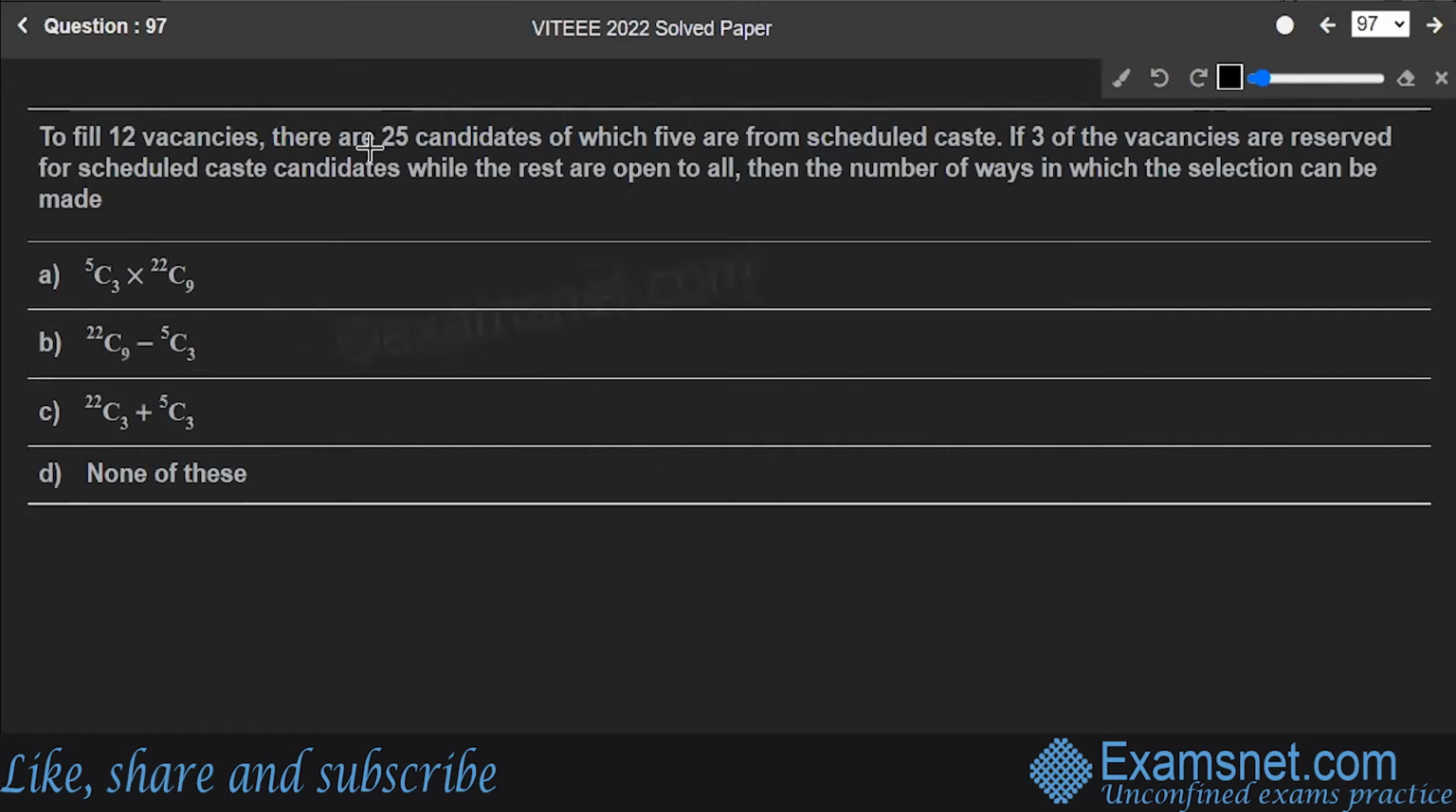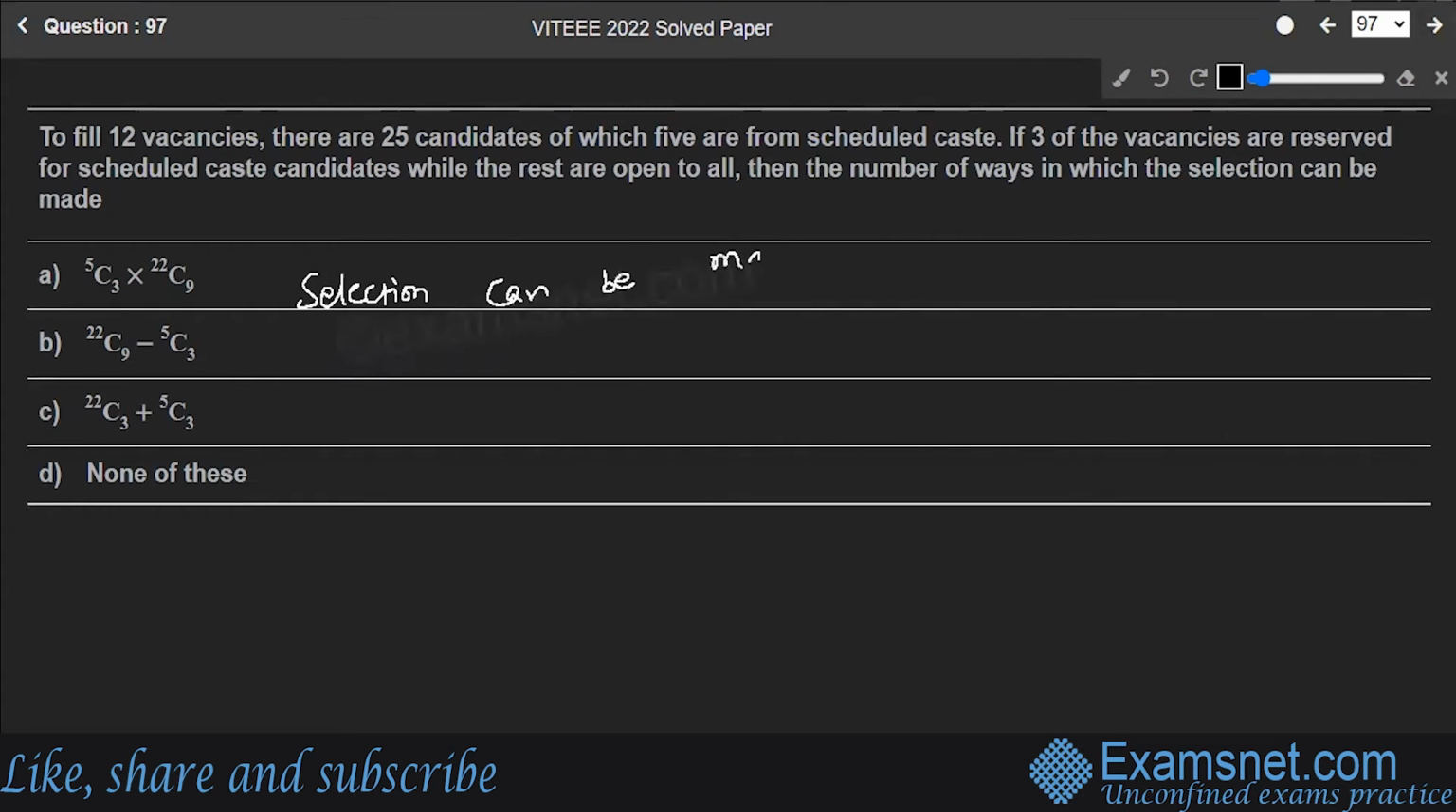To fill 12 vacancies, there are 25 candidates, of which 5 are from scheduled caste. If 3 of the vacancies are reserved for the scheduled caste candidates, while the rest are open to all, then the number of ways in which the selection can be made is given by what? Okay. See, there are 12 vacancies and 25 candidates, out of which 5 are scheduled caste.